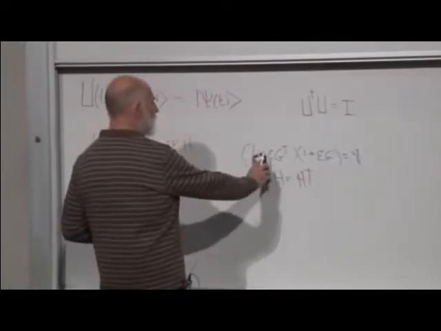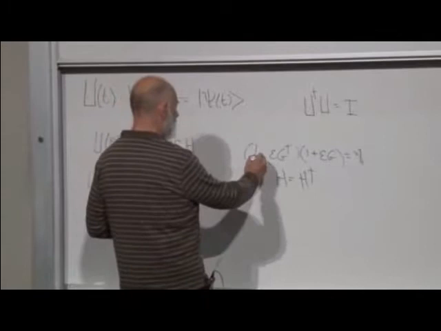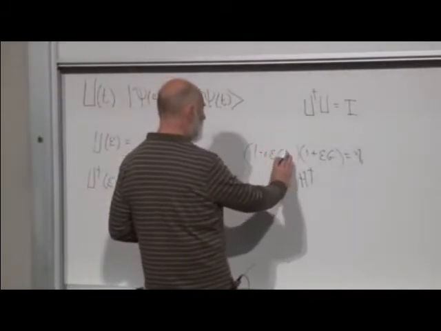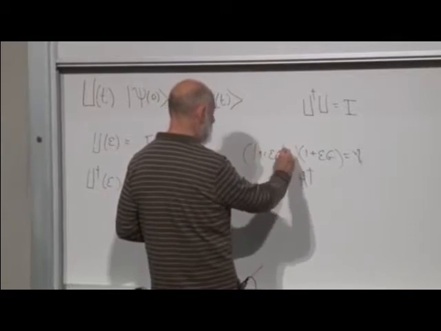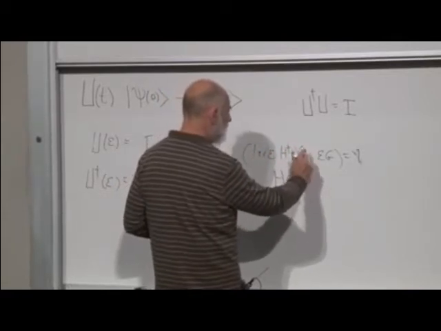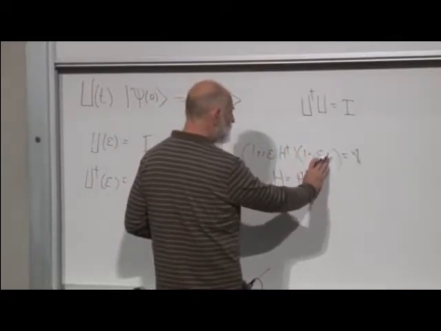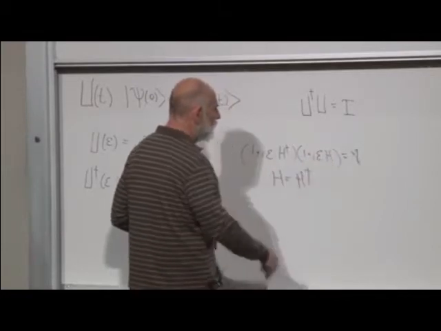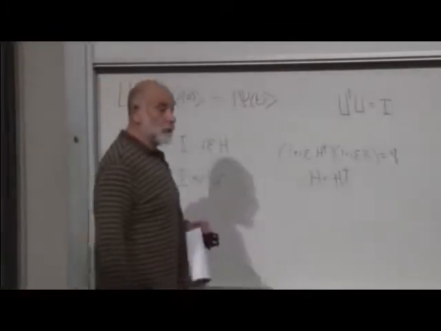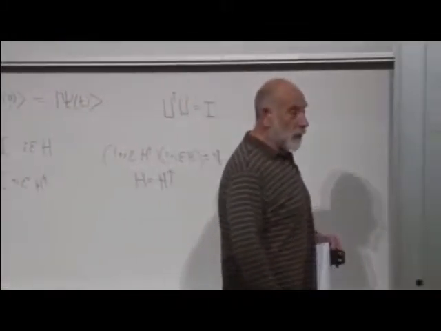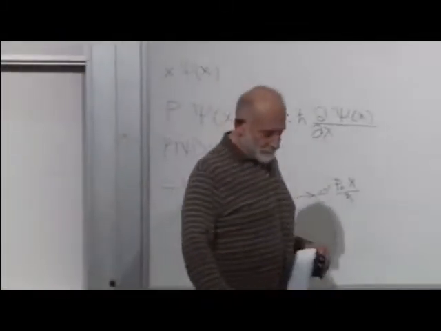In other words, if I put a plus i epsilon H dagger, minus i epsilon H, then the condition that U is unitary is just the condition that H is Hermitian. In other words, that H is an observable.